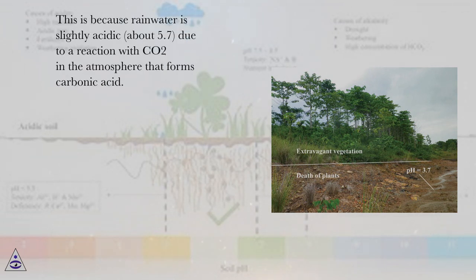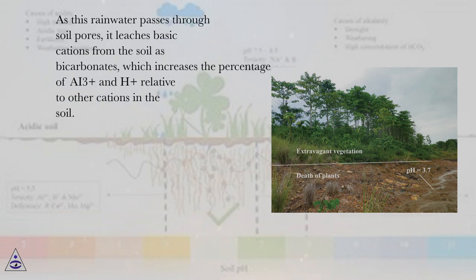This is because rainwater is slightly acidic, about 5.7, due to a reaction with CO2 in the atmosphere that forms carbonic acid. As this rainwater passes through soil pores, it leaches basic cations from the soil as bicarbonates, which increases the percentage of Al3+ and H+ relative to other cations in the soil.